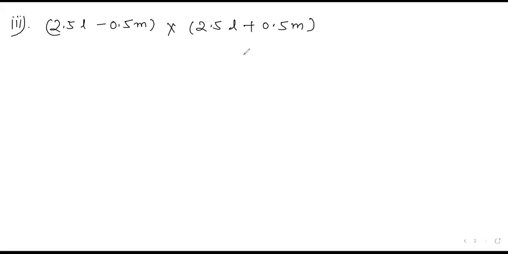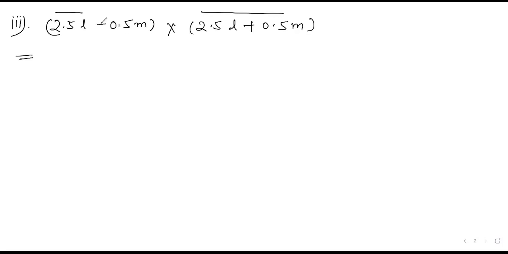And third part, let us move on to the next question. Third part is 2.5L minus 0.5M multiplied with 2.5L plus 0.5M. Okay, now listen to this question. Now one by one we will multiply 2.5L with the whole bracket, then 0.5M with the whole bracket.